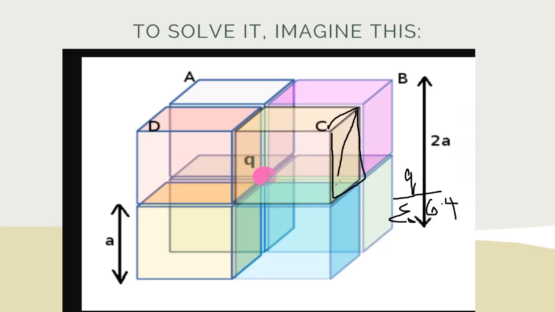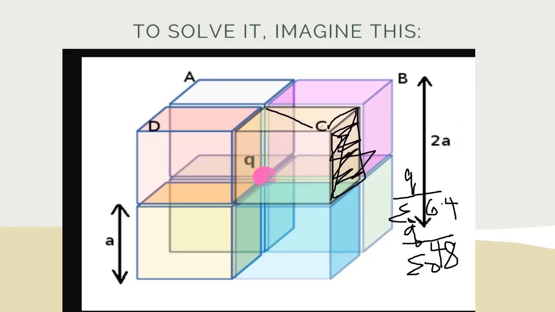Now, if I am actually dividing this in half, because the triangle is half of the square here, then that's actually half of that. So we're now looking at 48. 6 times 4 is 24. When you multiply that by a half, you get 48. Q over epsilon naught times 48. That's just one face. Okay?